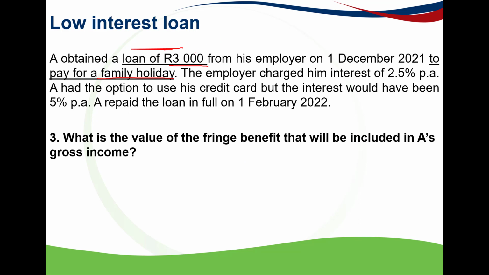And because the value is 3,000, this will result in a no value benefit, as the loan amount is less than 3,000. It's a short-term loan that has a capital value of less than 3,000. So therefore, as a result, it will be a no value benefit, meaning you will include 0 in the gross income of the taxpayer.